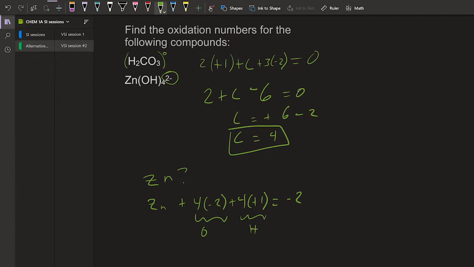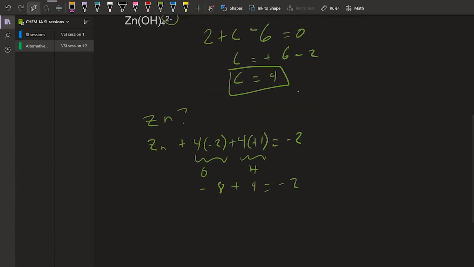Okay. So then you have -8 plus 4 equals -2. So I'm going to add 8 on both sides and subtract 4 on both sides. So I have -2 minus 8 is +6, and then -4 equals Zn.